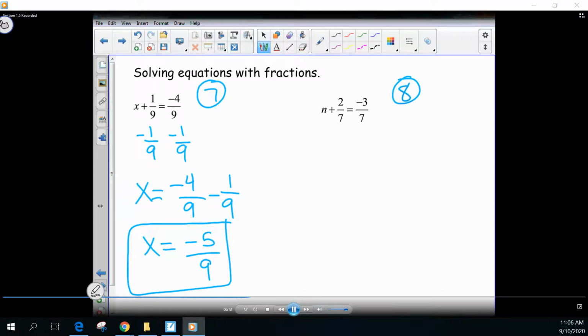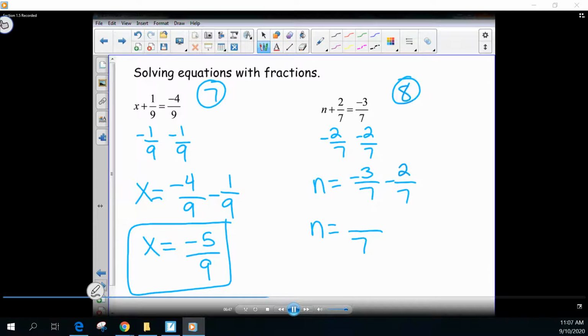Okay, number 8. n plus 2/7 equals negative 3/7. So I need to subtract 2/7 from both sides. So n equals negative 3/7 minus 2/7. So I need to actually go through and subtract this. My common denominator is 7.